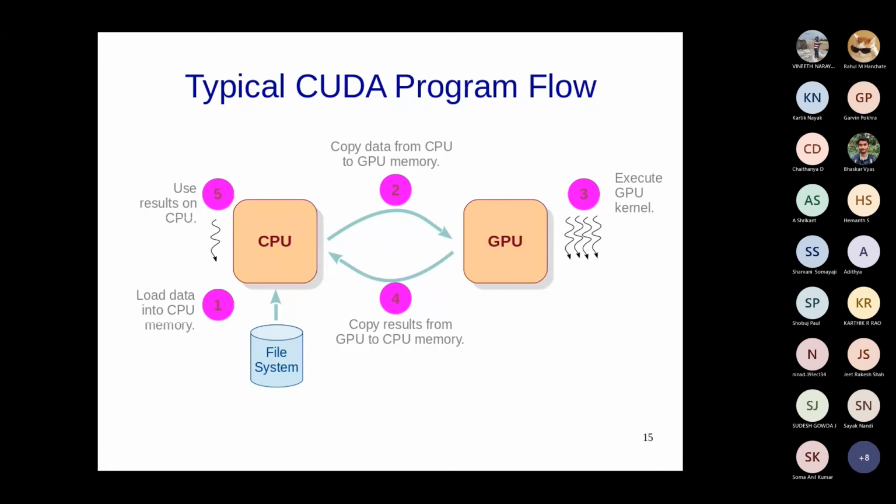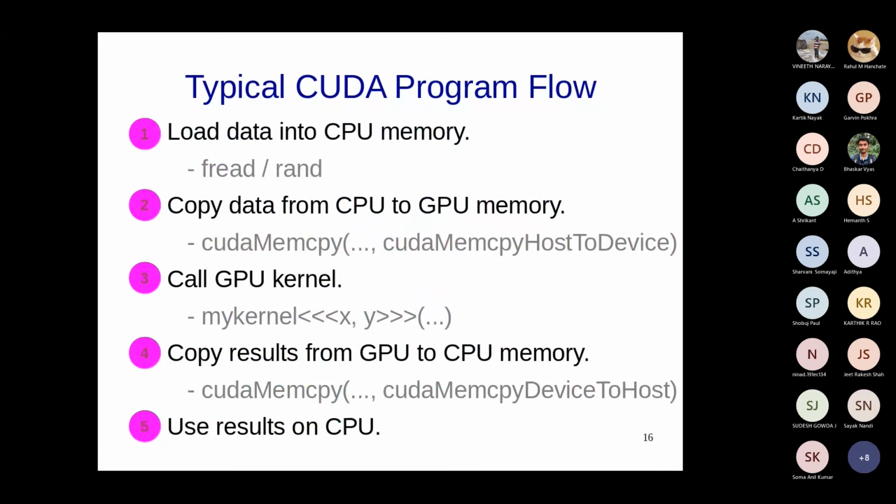Okay. So the loading of data into CPU memory needs to be done either using, let's say, file reading, or you can generate random data using the rand function. Copying from CPU to GPU happens with cudaMemcpy, with the last parameter being cudaMemcpyHostToDevice, that is from CPU to GPU. Then we launch the kernel. Copying results back is again cudaMemcpy with DeviceToHost, and then using the results on the CPU.